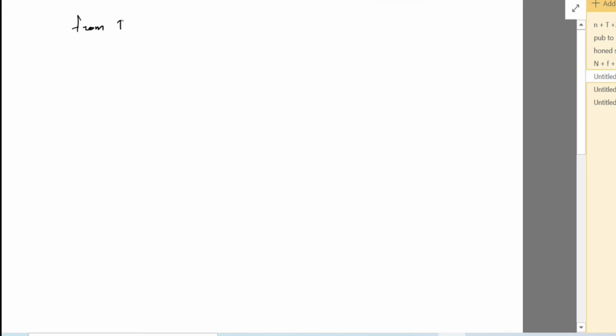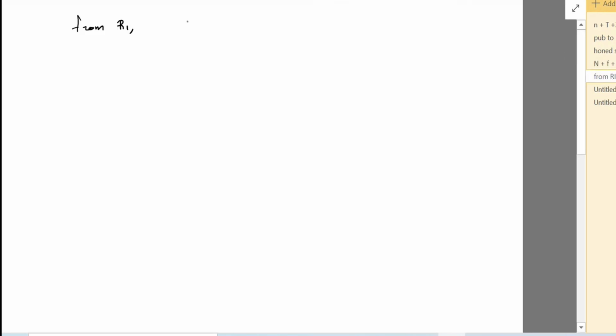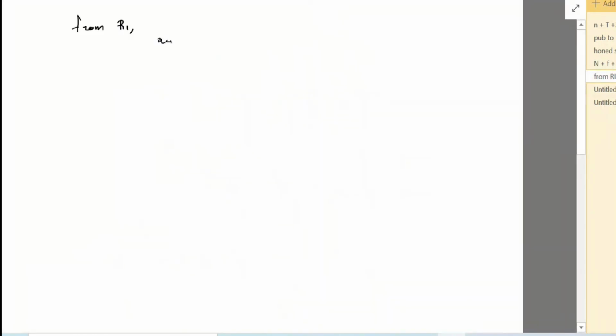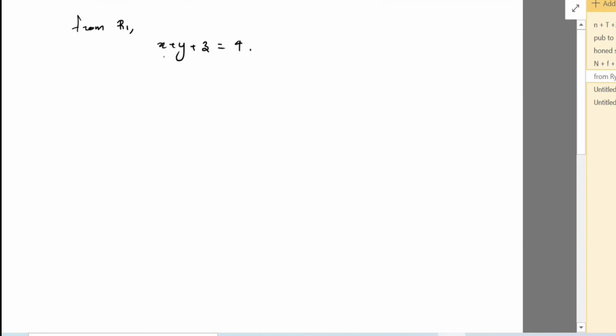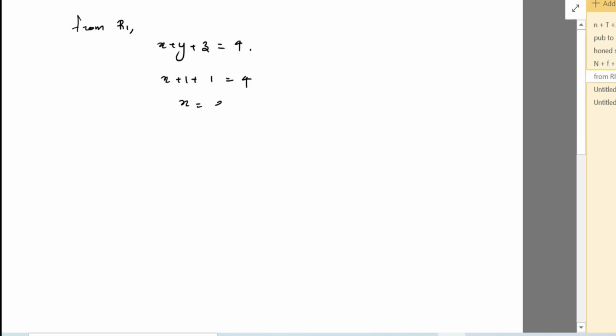So from R1, we will get the equation X plus Y plus Z equal to 4. And we know the value of Y and Z. Y equals 1 and Z equals 1. So X plus 2 equals 4, so X equals 2. So we got that unique solution.